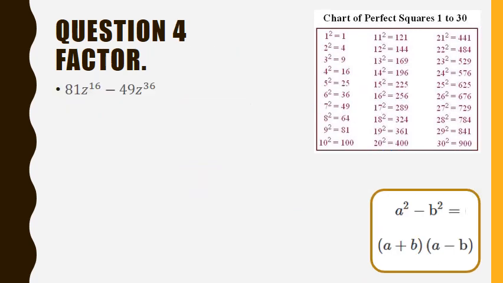Now this time I notice, oh wait, I only have 2 terms. So when we have a binomial and we're trying to factor, and you only have those 2 terms, it's a binomial. This is when we want to check for the difference of 2 squares.